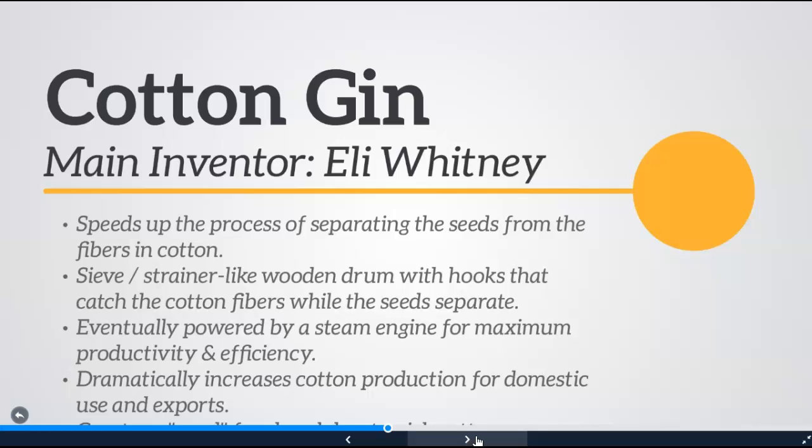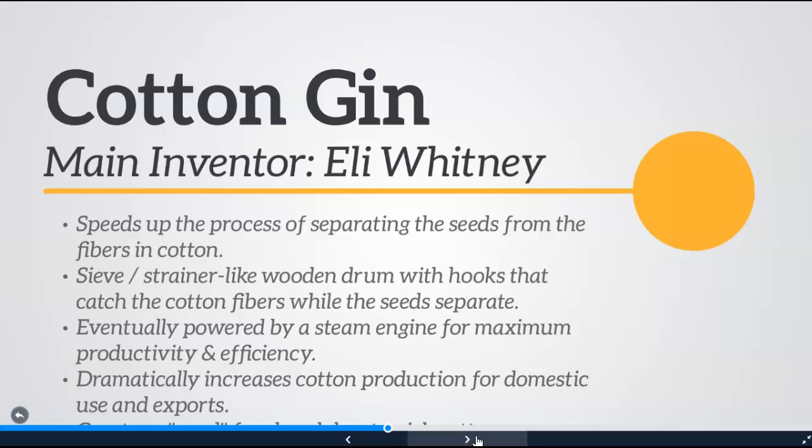You got to get the seeds out of there, kind of like you have to get seeds out of any fruit you try to eat. Nobody wants to eat the seeds. You can't use the seeds when you're making the clothes. So this would be like a sieve or a strainer. There'd be a wooden drum that would have these hooks. These hooks would help catch the cotton fibers and leave the seeds behind and let them separate.